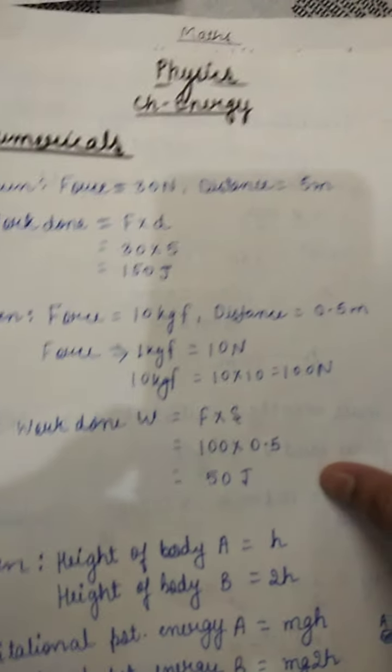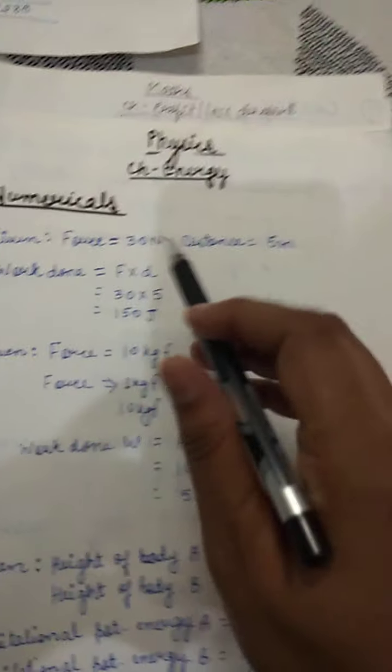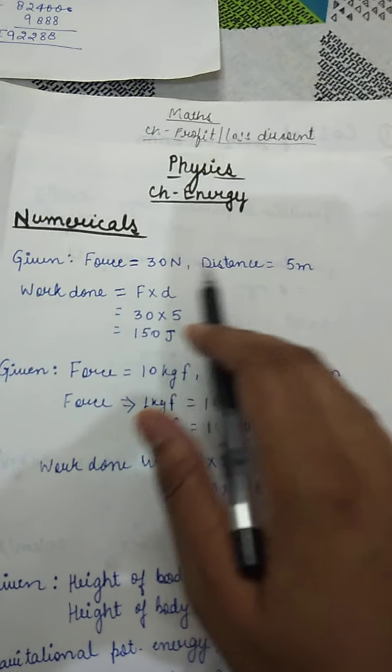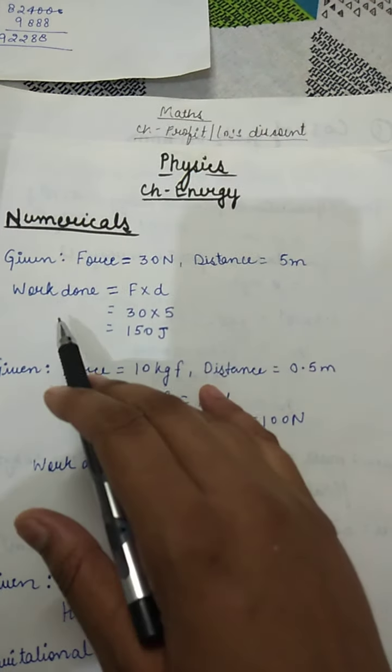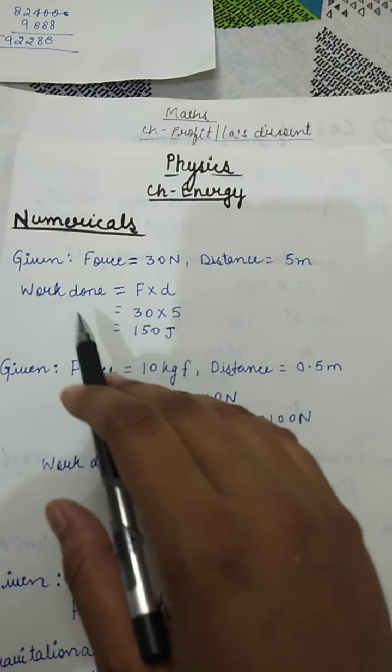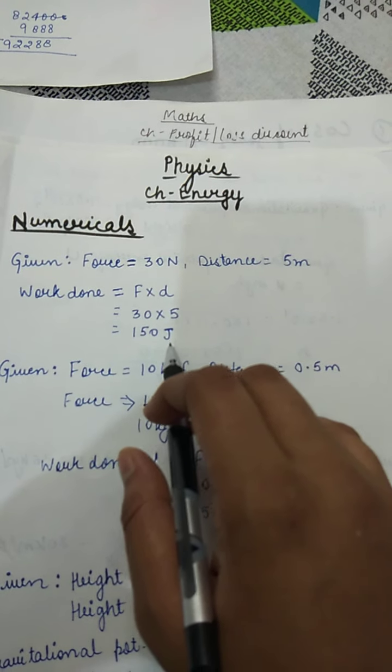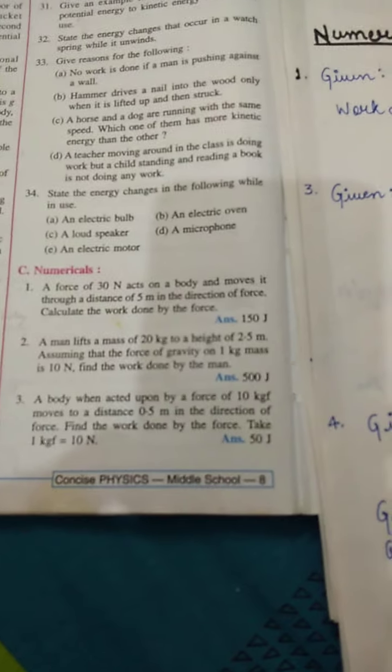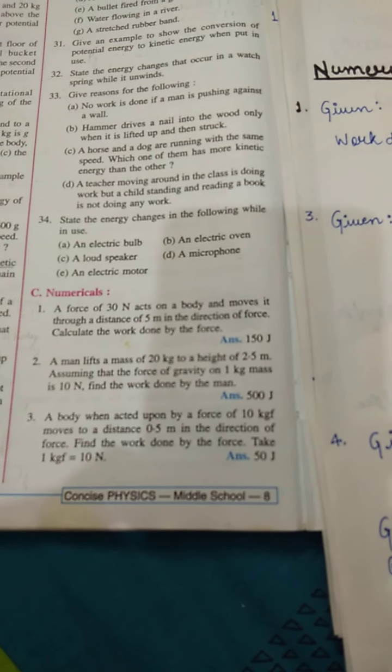So you can see the given part in the question is force and distance. So work done is F into D, that is 30 into 5, that is 150 joules, and the unit of work is joule, so you have to write the unit. Question number 2 is similar to question number 1.